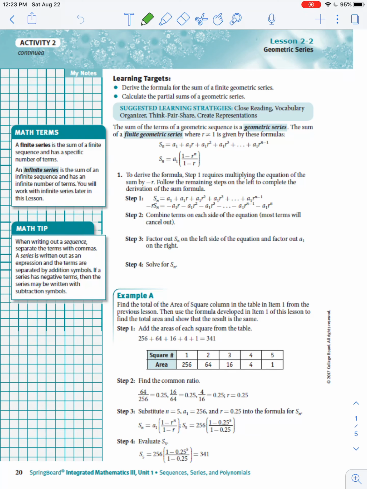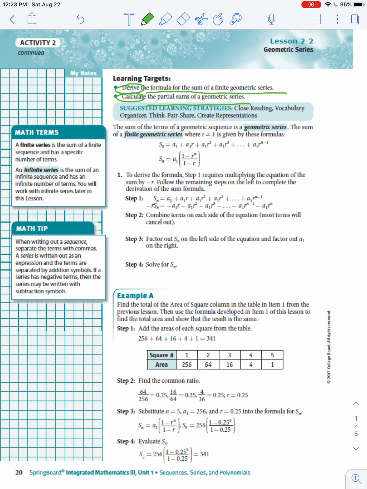And we are on to lesson 2 in activity 2, working with geometric series today. So our first learning target is going to be to derive the formula for the sum of the finite geometric series. And then we're also going to calculate the partial sums of a geometric series.